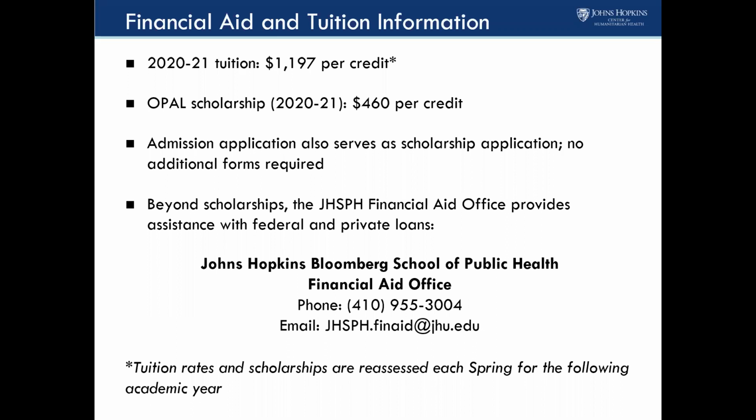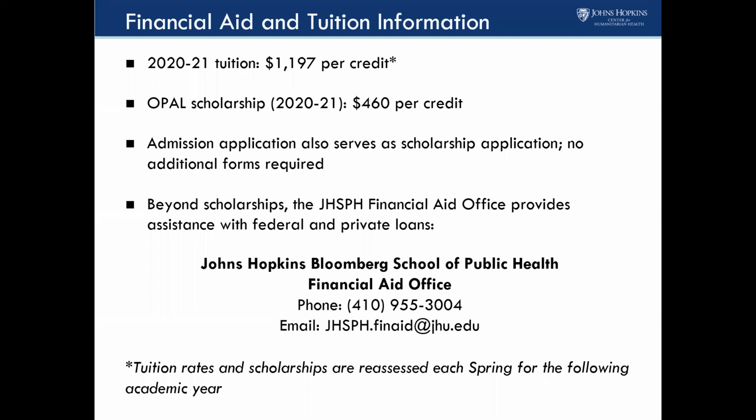For the 2020-2021 school year, the tuition is $1,197 per credit. We offer an OPAL scholarship that is available for this program, which is a specific partial scholarship that covers $460 per credit, which leaves students responsible for the remaining $737 per credit. This scholarship is specific funding to our OPAL programs, which is for our online programs for applied learning. If you are admitted into the program, you are automatically awarded the OPAL scholarship. There is nothing additional that you would need to do to receive it.